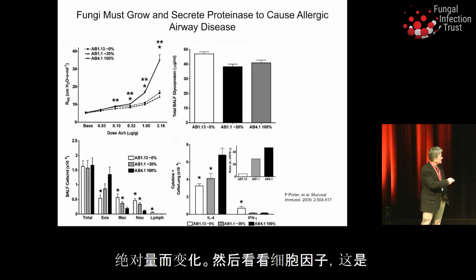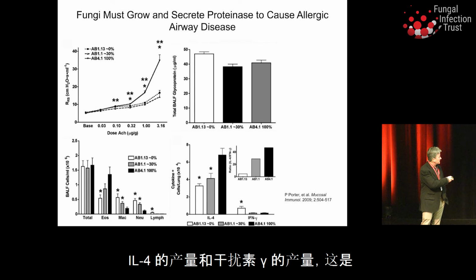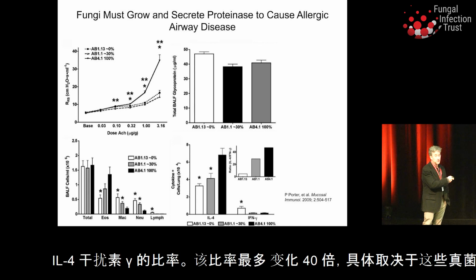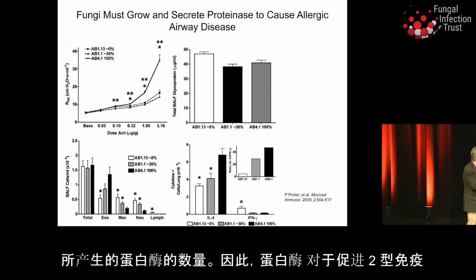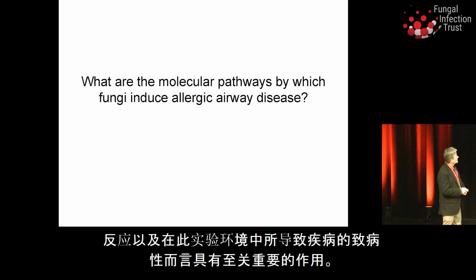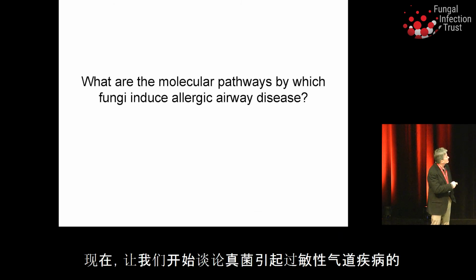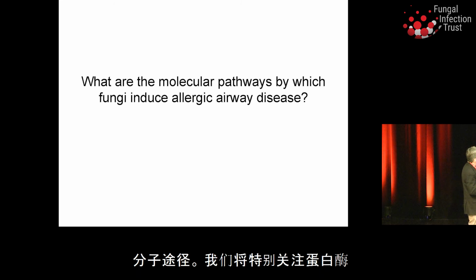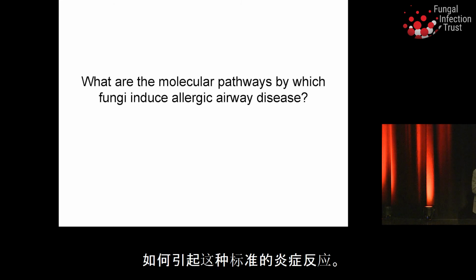And then looking at cytokines, so here's IL-4 production and interferon gamma production, and here's the IL-4 interferon gamma ratio. That ratio varies up to 40-fold, depending on exactly how much protease these fungi make. So that protease then is essential in driving that type 2 immune response and therefore the virulence of the resulting disease in this experimental context. So let's turn now then to the molecular pathways by which fungi induce allergic airway disease. And we're particularly going to focus then on how that protease induces this canonical inflammatory response.